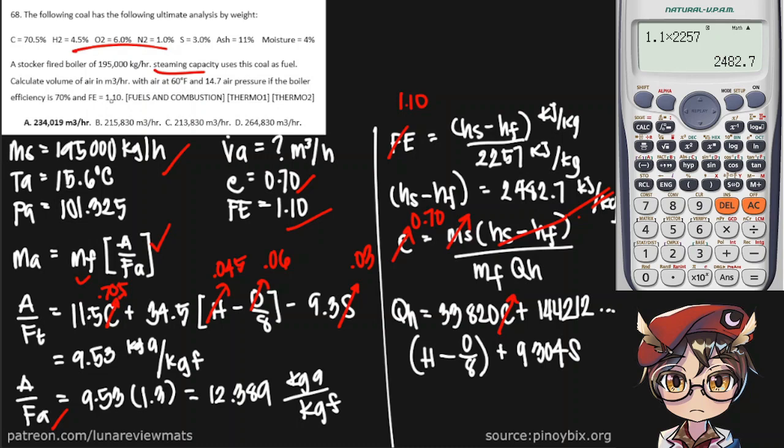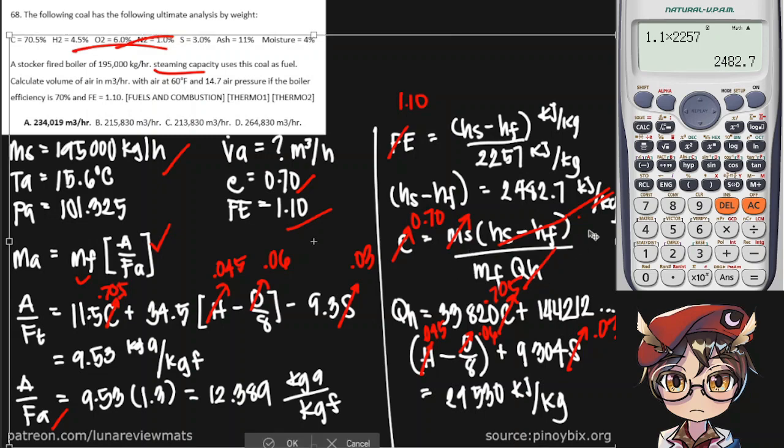Again, simply use our values up here, 0.705, 0.045, 0.06, finally 0.03. And QH should be around 29,530 kilojoules per kilogram. Now we have everything we need to find our mass flow rate of the fuel.